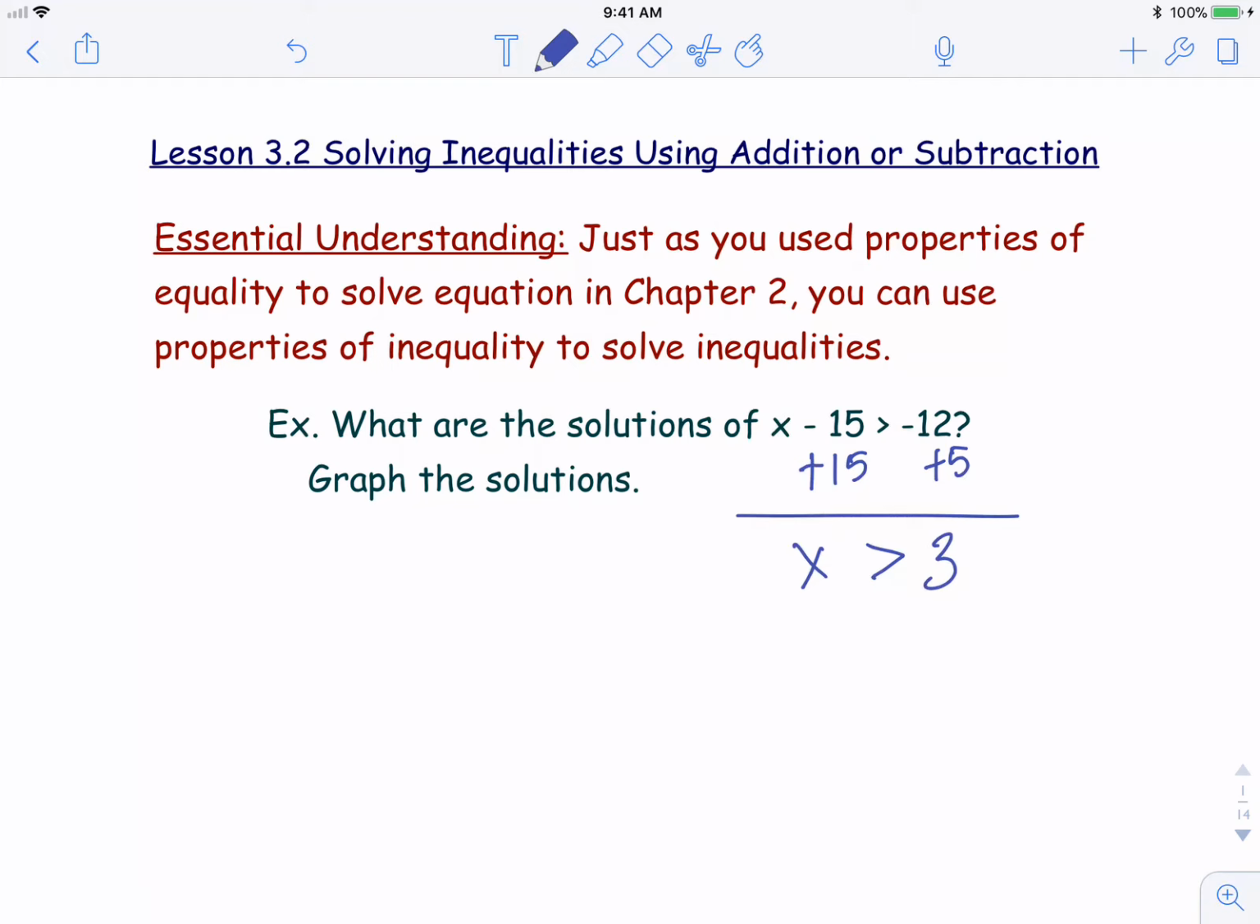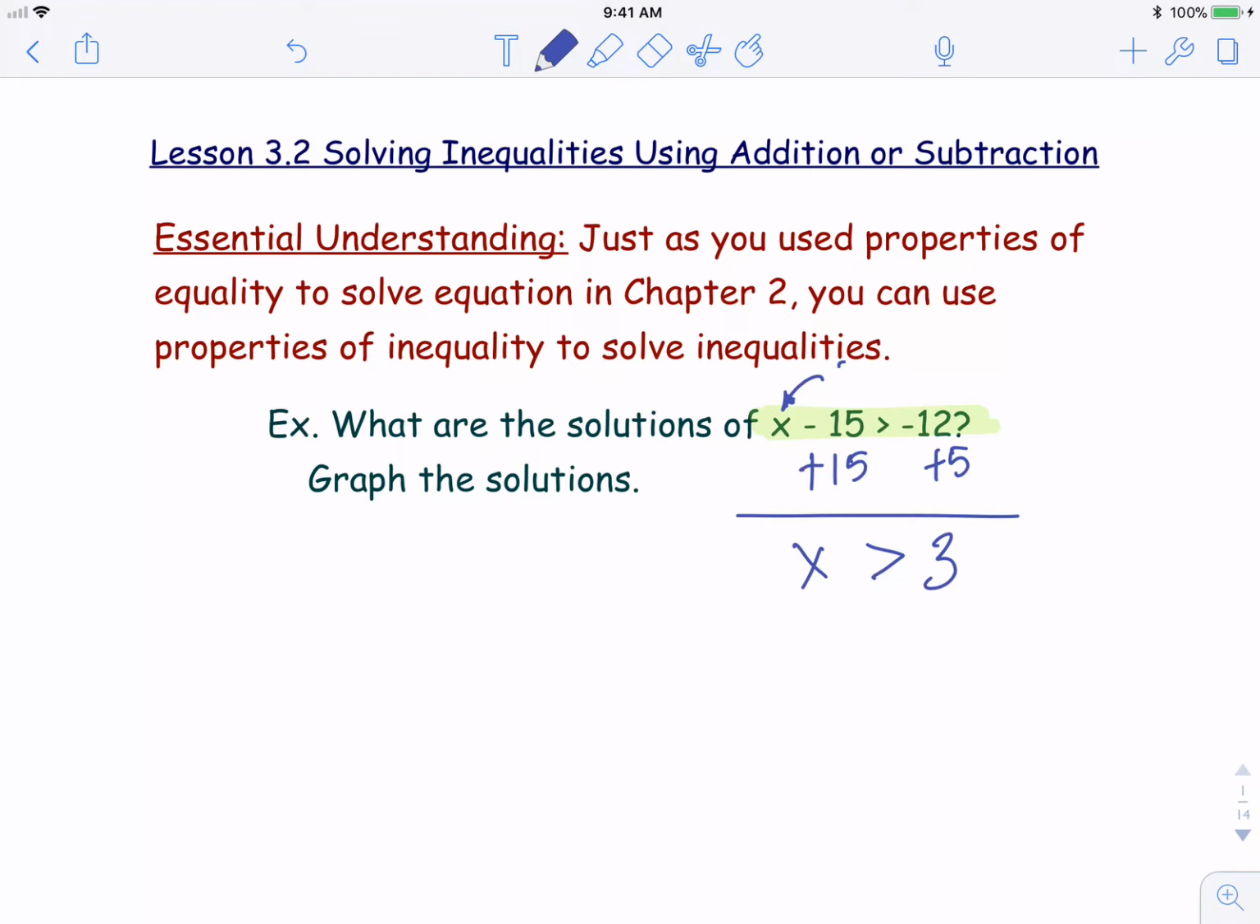That means that I can plug any number that's bigger than 3 into this inequality, and it'll still be a true inequality. If I plug 10 in for x, I'd have 10 minus 15, and I'm seeing, is that greater than negative 12? Well, 10 minus 15 is negative 5. Yes, negative 5 is greater than negative 12. With inequalities, I have multiple answers because there are multiple numbers that are greater than 3. So I chose 10 there.